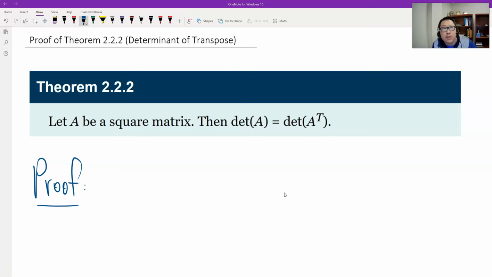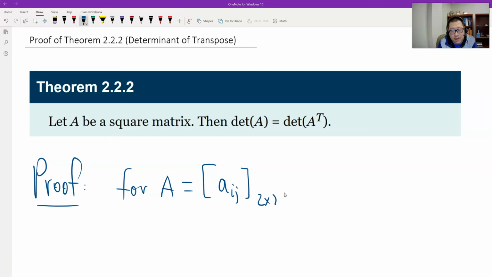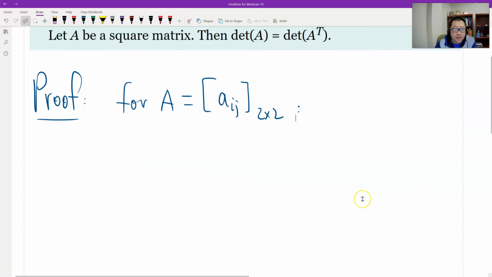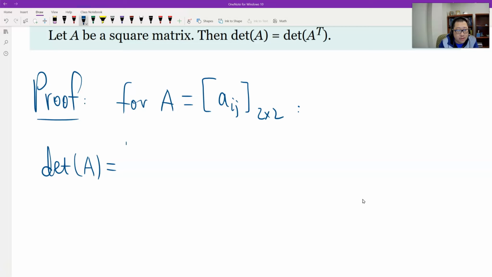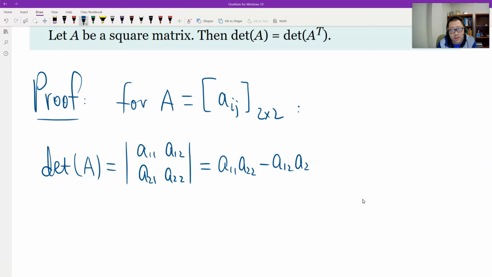Let's start from 2 by 2, the smaller matrix. So the first case: let's say the matrix A equals Aij for 2 by 2. So we can prove that after the transpose, the determinant does not change. Let's look at the determinant of A. It equals A11, A12, A21, A22, the normal, right? And by the definition, we have the main diagonal positive, the minor diagonal negative. Therefore we have A11 A22 minus A12 A21.